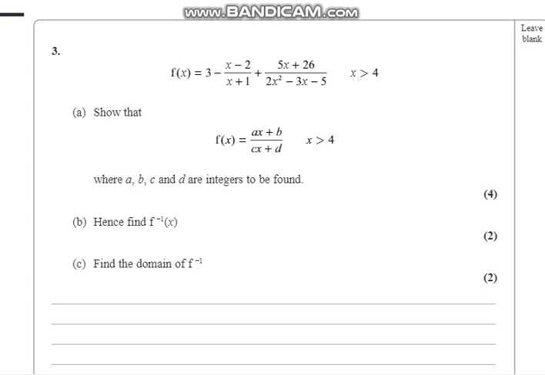Today we are going through the third question of the International Advanced Level Pure Mathematics P3 paper from January 2021. So without further ado, let's get started.